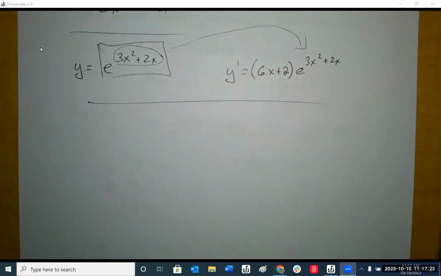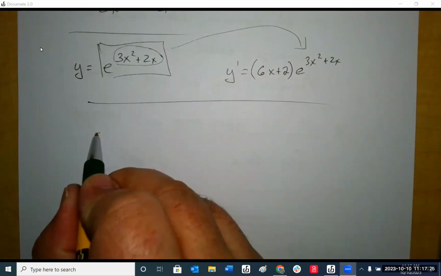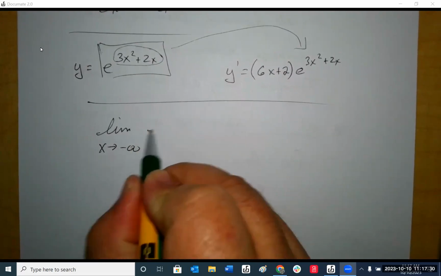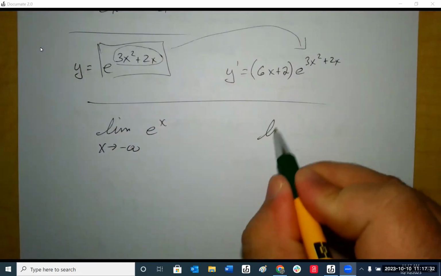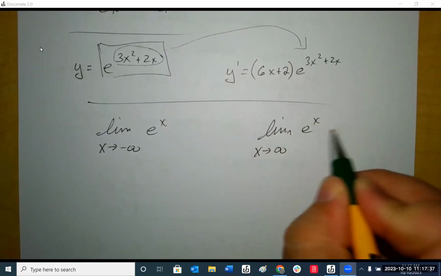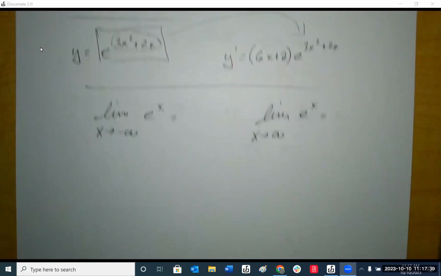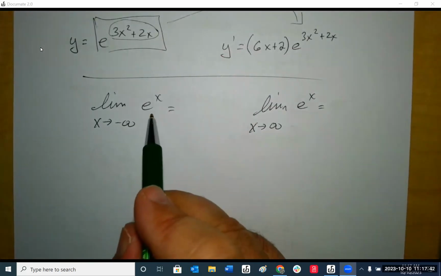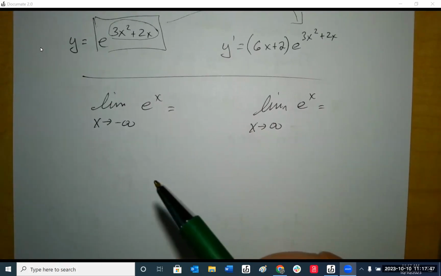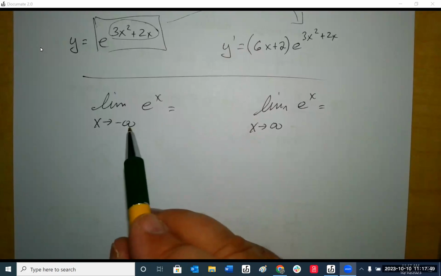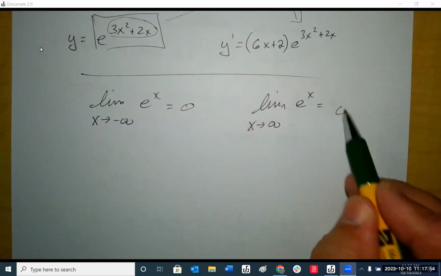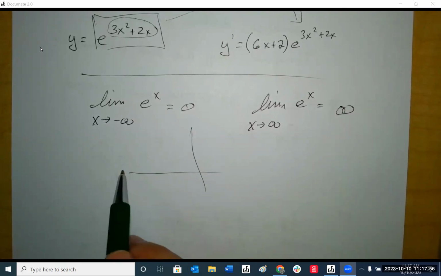So again, if it's differentiable, the limits have to exist. As x goes to negative infinity, as x goes to positive infinity, what do we get? If it's differentiable, we have to be able to take a limit. Right. Because of the graph, it looks like this.